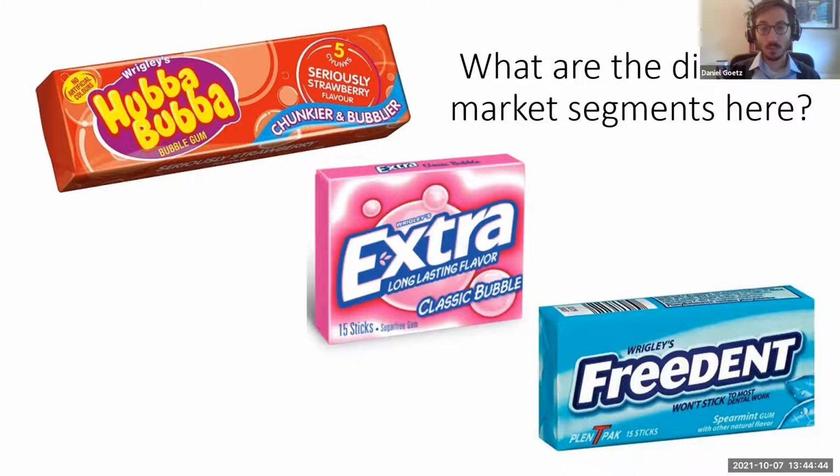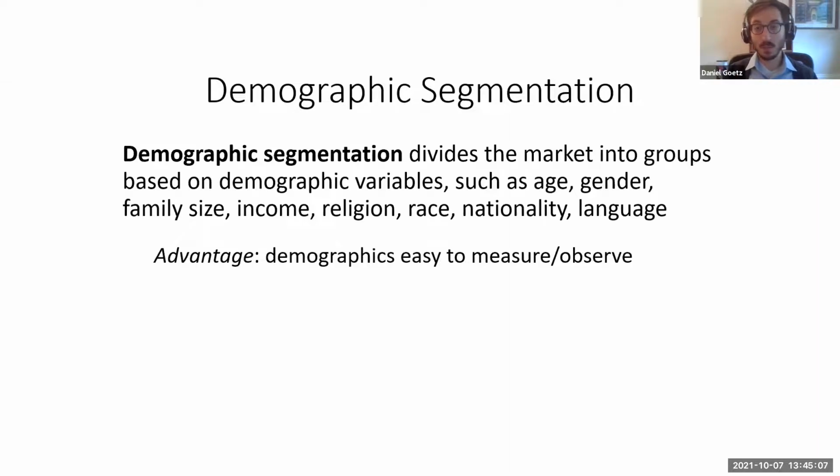I think in the top left, we have something that's definitely for kids. And then in the bottom right, we see a gum that's advertised as not sticking to dental work, which is probably for older people, right? So we had geographic, we had behavioral. This is an example of demographic, right? Something different. We're going to divide the market into groups based on demographic variables that we can observe.